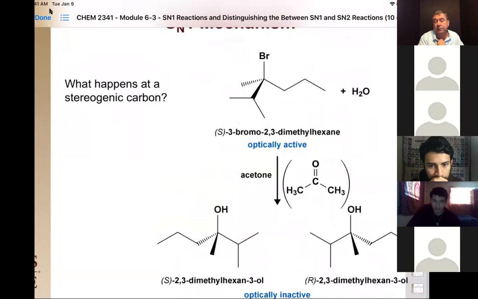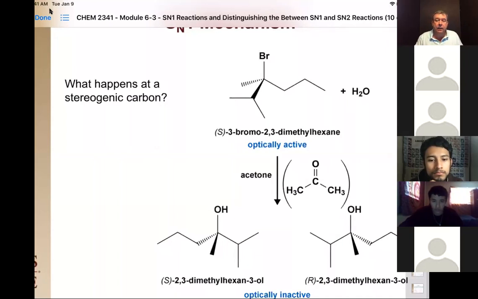Actually, I'm sorry. It comes in from the top giving us an S isomer and it comes in from the bottom giving our R isomer. They flipped the molecules around at the bottom. In an SN1 reaction, we always get inversion of center. If it was R, it's now S.